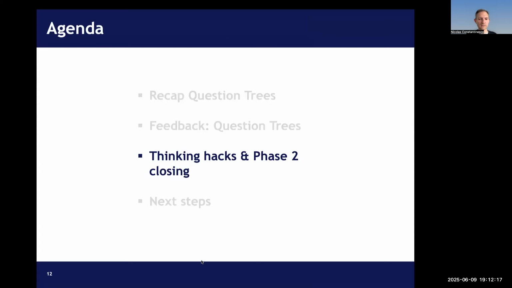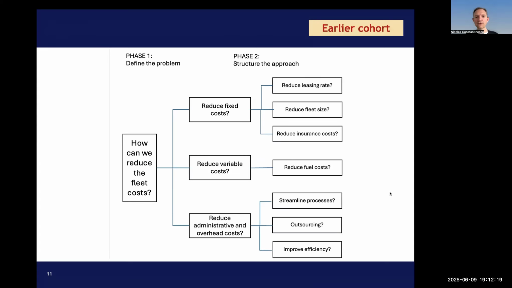And box 3, I think there is an overlap between streamlining processes and improving efficiency. That's definitely an overlap, right? But one way it could be solved would be to say reduce the number of processes and make the remaining processes more efficient. That would work.